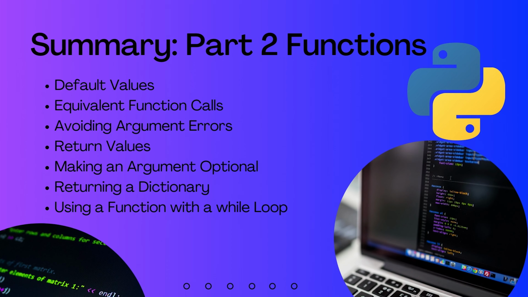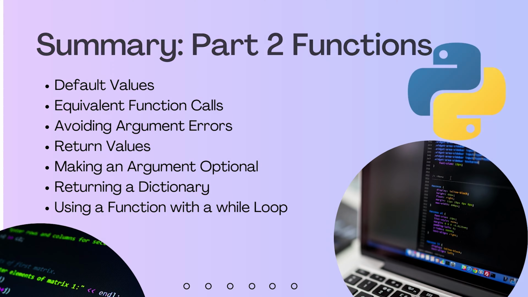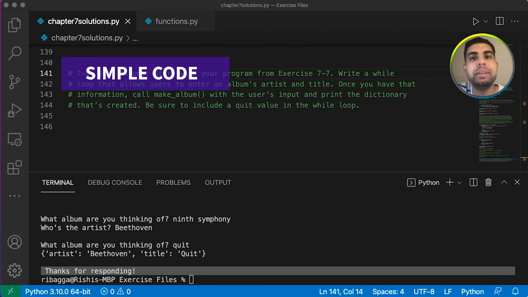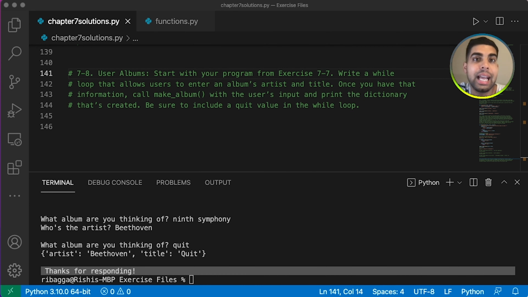So what have we learned today? We started off with default values, working our way through equivalent function calls, avoiding argument errors, and how we can simply return values. Before making an argument optional, we then dived into returning a dictionary and using a function within a while loop. So one of your goals as a programmer should be to write simple code that does what you want it to, and functions help you do this. They allow you to write blocks of code and leave them alone once you know they work. And when you know a function does its job correctly, you can trust that it will continue to work and then move on to the next coding task.